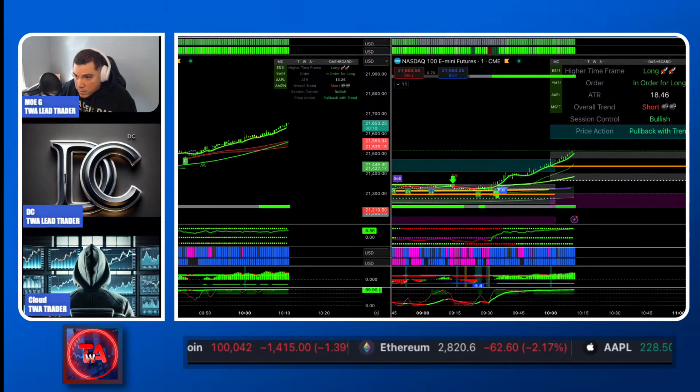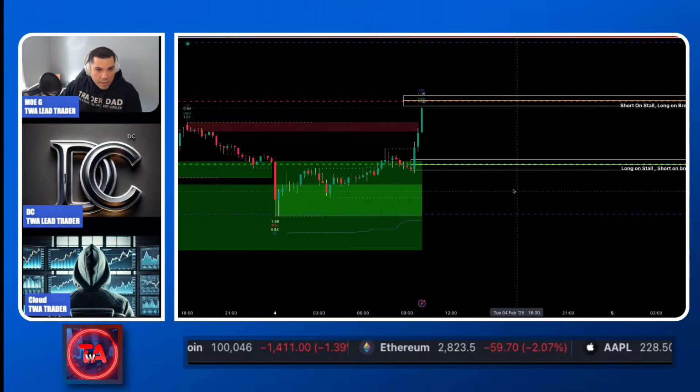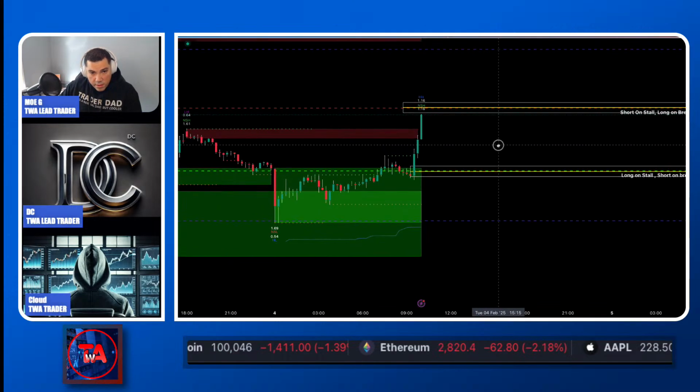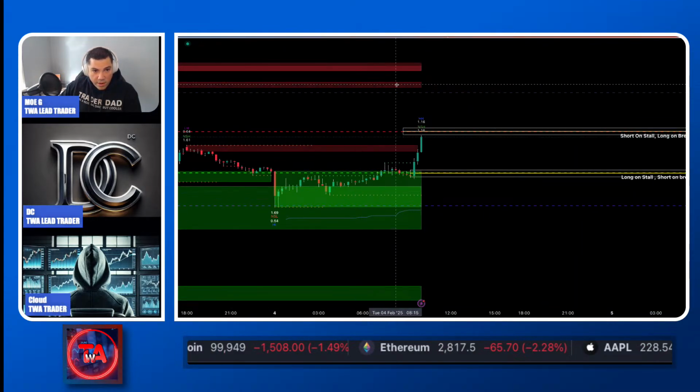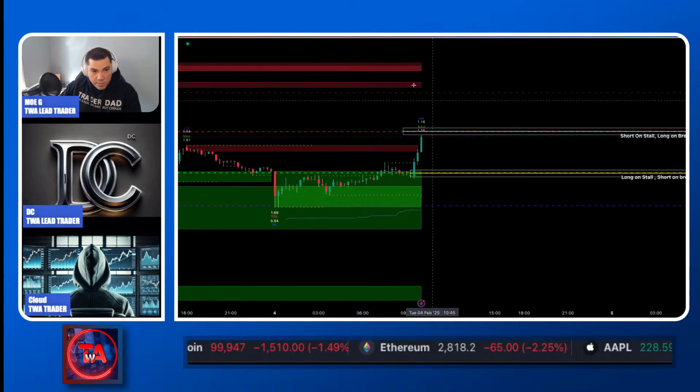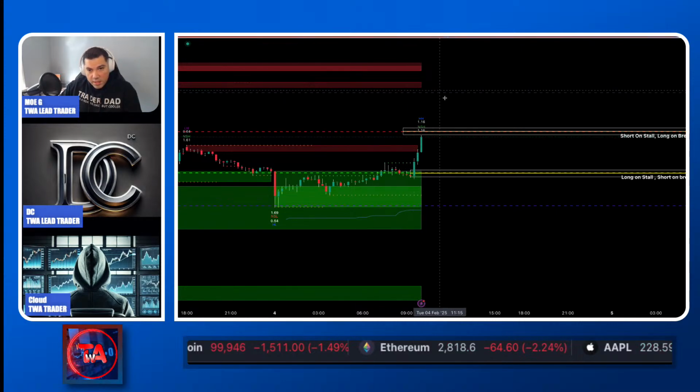Let me go back to my game plan. Okay, so we are almost at this point here. Nice. And look at where the resistance moved up to. Let's see if it stays there.